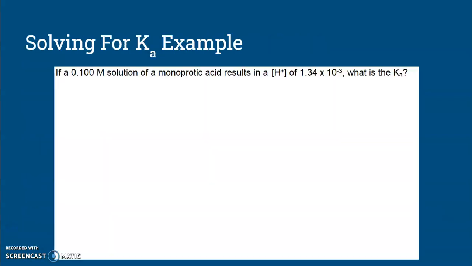So if we have 0.1 molar solution of some monoprotic, so just one hydrogen acid, that is going to result in an H plus ion concentration of 1.34 times 10 to the negative third molar. What is the Ka going to be? Well, I know Ka is the H plus concentration times the conjugate base over the amount of acid that didn't dissociate. So we know how much of our acid we put in to get our molarity of 0.1, and we know how much H plus there is when we are all said and done, so now we can kind of figure out the other pieces of this puzzle.